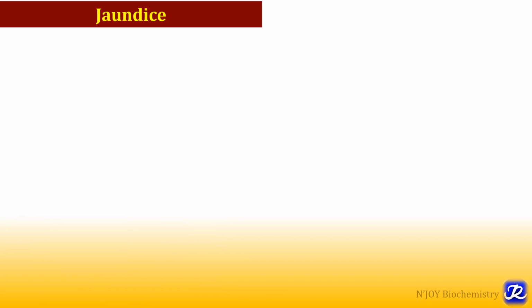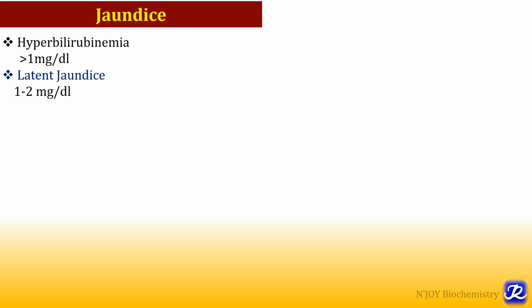Normal range of total serum bilirubin is 0.2 to 0.8 mg per deciliter. In some books it is mentioned 0.2 to 1 mg per deciliter. And if it is more than 1 mg per deciliter, it is called hyperbilirubinemia, that is increased bilirubin in the blood. If it is between 1 to 2 mg per deciliter, it is called latent jaundice.